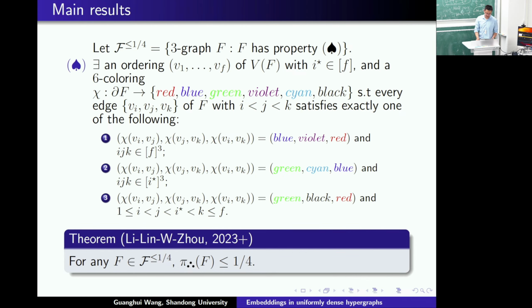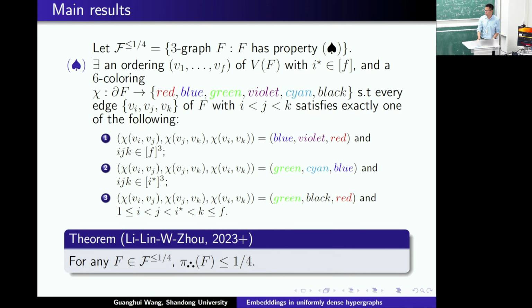So if ijk belongs to F, then the color pattern could be blue, white, red. And there is an integer i star. If ijk belongs to i star, then the color pattern could be green, cyan, blue. And if i star is between j and k, the color pattern is green, black, and red.